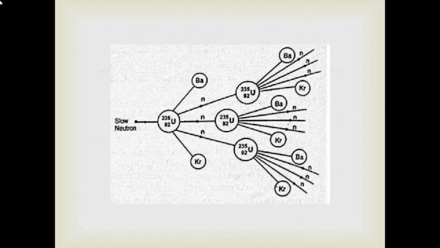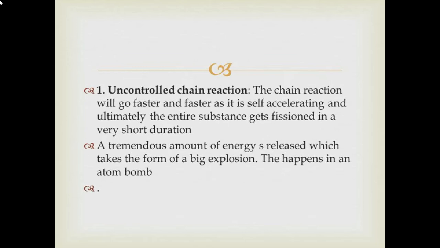As in the figure, you can easily see a slow neutron which is bombarded on uranium-235 (92). It gives out barium and krypton with the ejection of three neutrons. The three neutrons again bombard another three uranium nuclei, and as a result nine neutrons are given out. Remember, three neutrons are given out in this; maybe they can ask to fill in the blanks based on this. There are two types of chain reaction: one is uncontrolled chain reaction and another is controlled chain reaction.